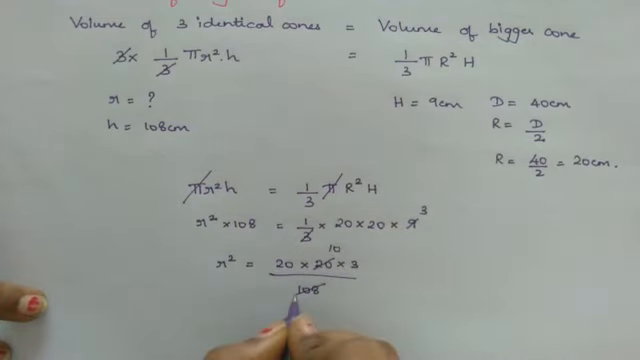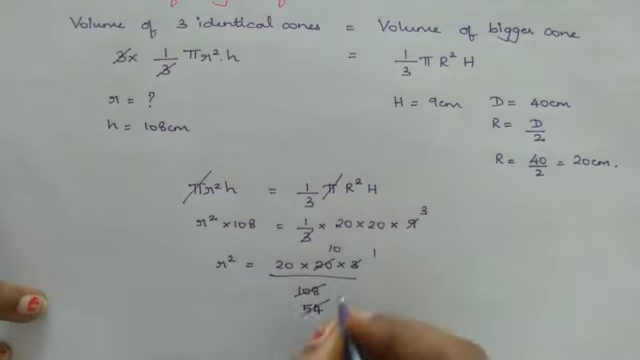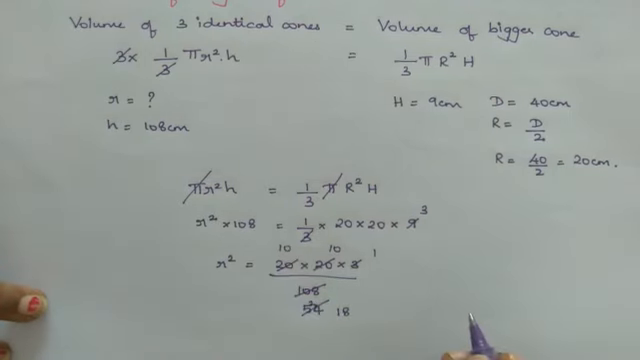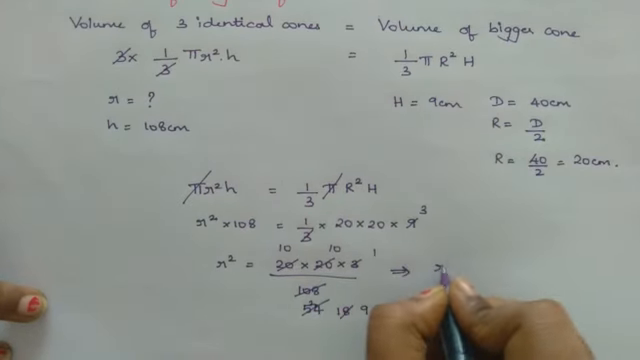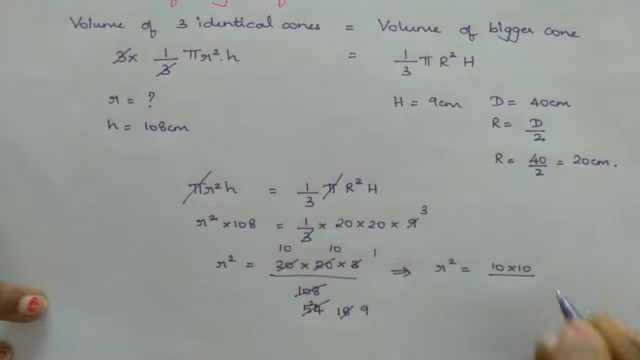Now let's simplify here by using the tables. Using the 2 tables, 2 tens are 20, 2 fives are 10, 2 fours are 8. Now by using the 3 tables, 3 ones are 3, 3 eights are 24. Again by using the 2 tables, 2 tens are 20, 2 nines are 18. Now we have r squared equal to 10 into 10 by 9.